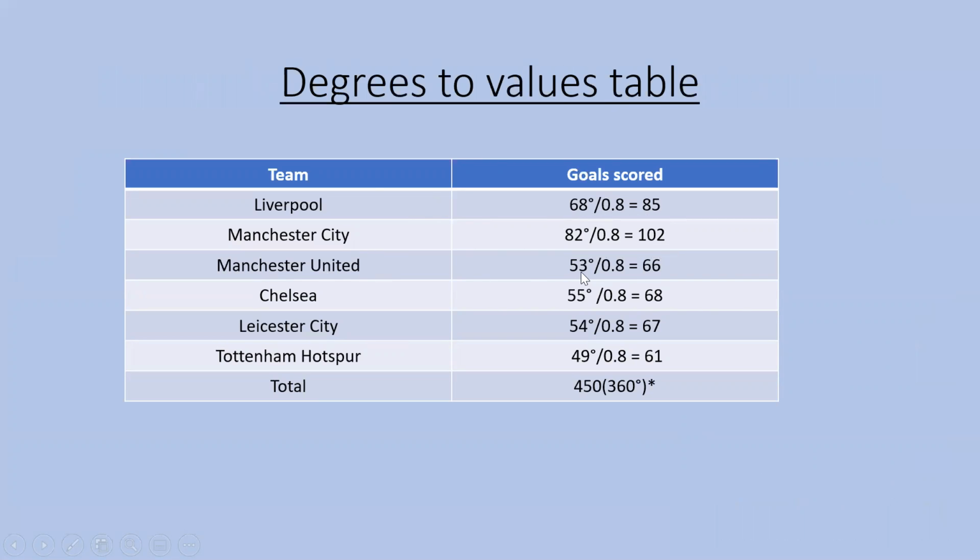For Manchester United, 53 degrees divided by 0.8 equals 66 goals. Chelsea's figures, 55 degrees divided by 0.8 equals 68 goals. Leicester City, 54 degrees divided by 0.8 equals 67 goals. And for Tottenham Hotspur, 49 degrees divided by 0.8 equals 61 goals.